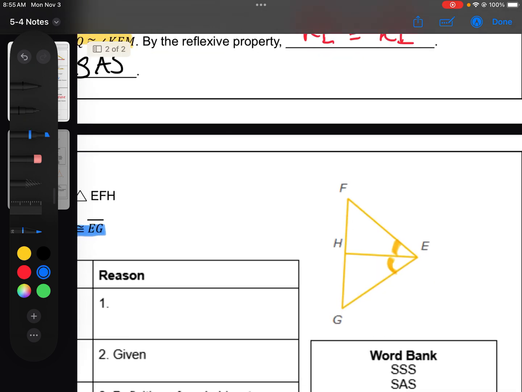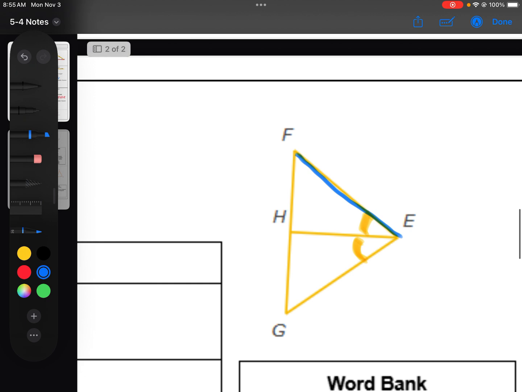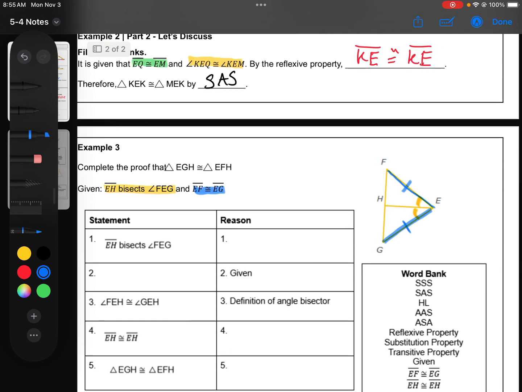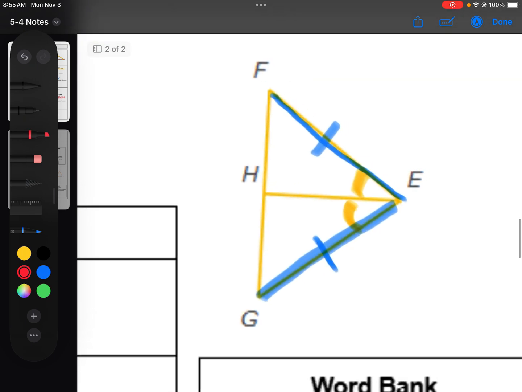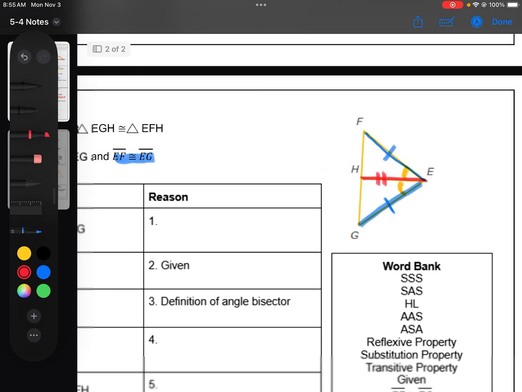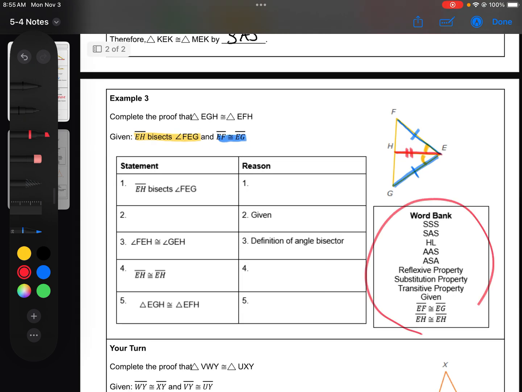We also know that EF is congruent to EG, so EF here is congruent to EG here, okay? And then looking at the diagram, you always want to mark anything else that can be marked just based off the diagram. And I know that by the reflexive property, HE is congruent to itself. Okay? So let's fill in the proof with the given word bank. So the first one, it says EH bisects angle FEG. That is a given statement. So we can cross that out of our word bank. We've used it.